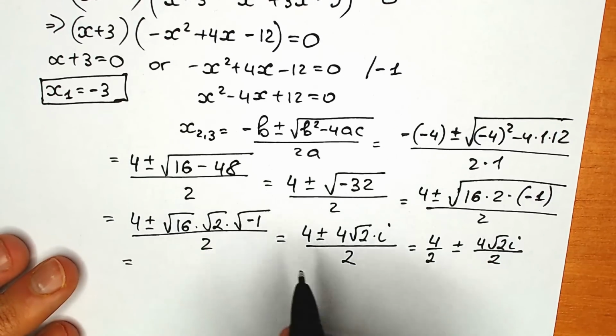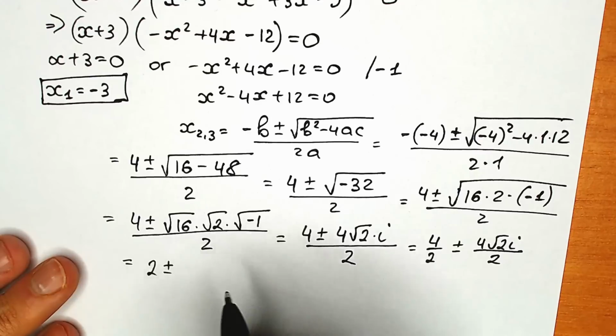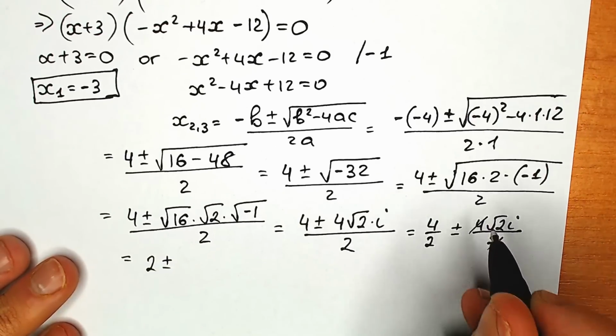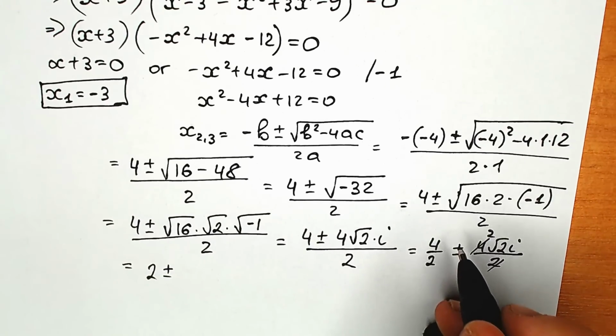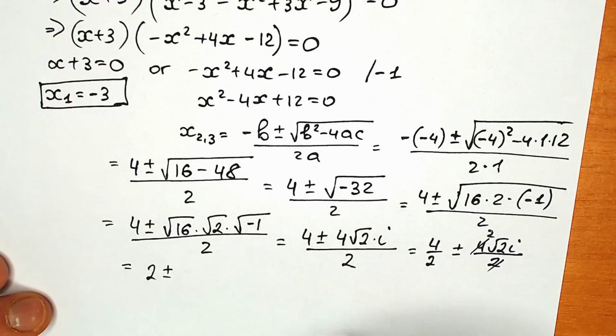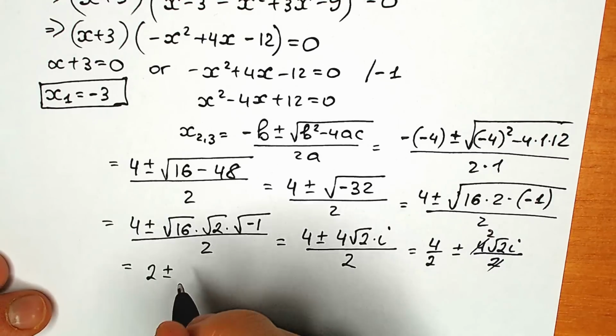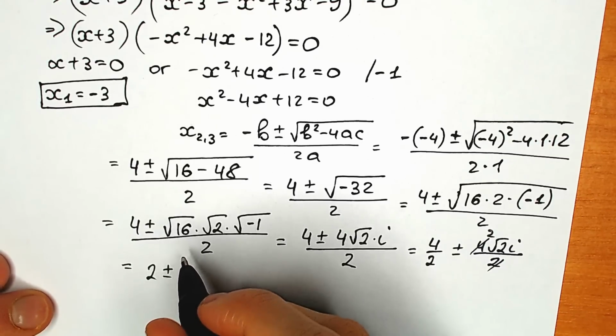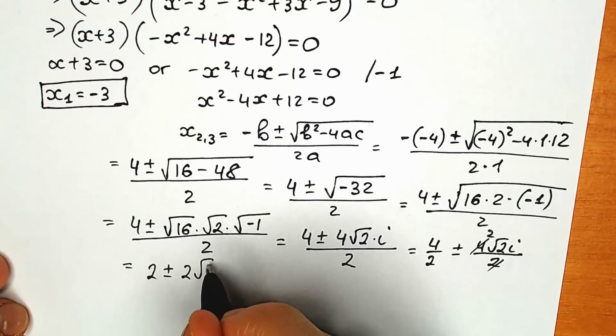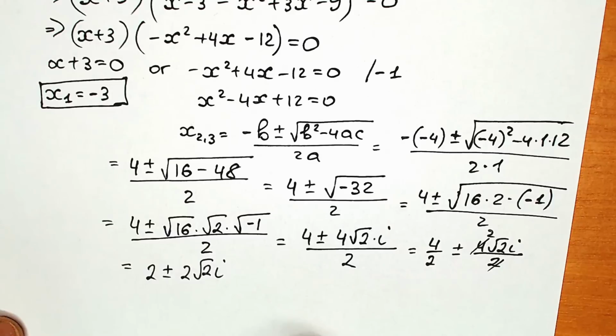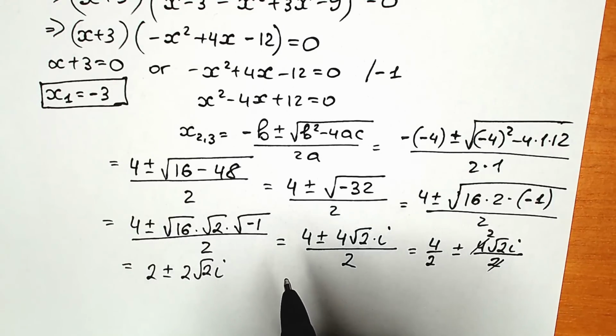So as a result, we have 4 over 2 equal to 2 plus or minus. Right here we can easily cancel this, so we have 2 square root of 2 times i. All right, so we have 2 plus or minus 2 square root of 2 times i. And this looks like our answer to this question.